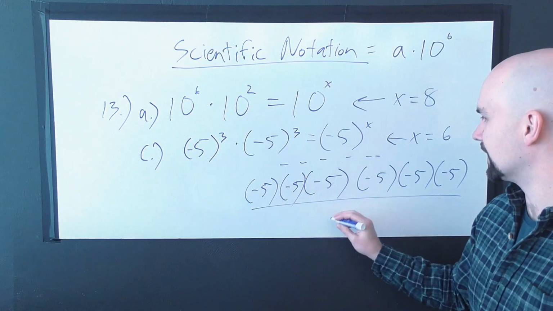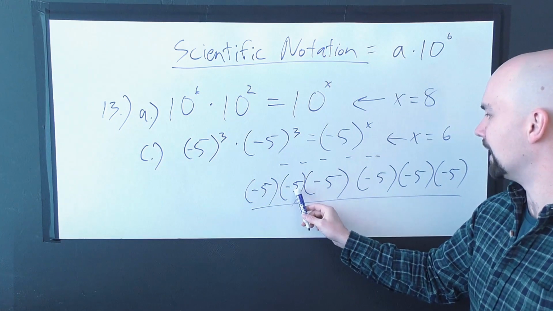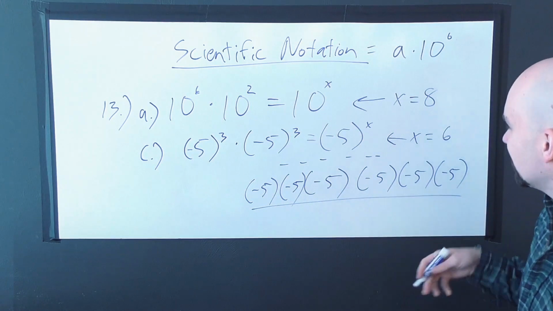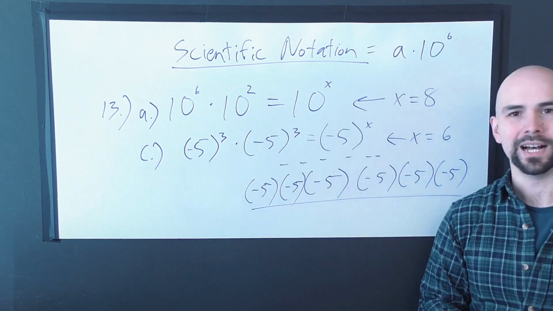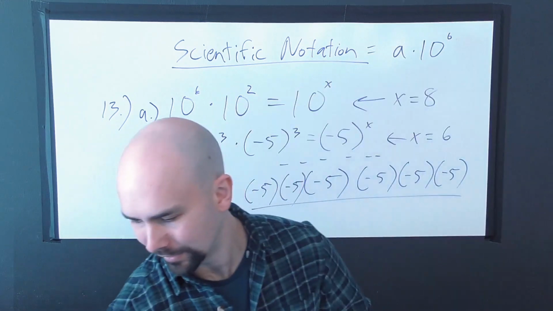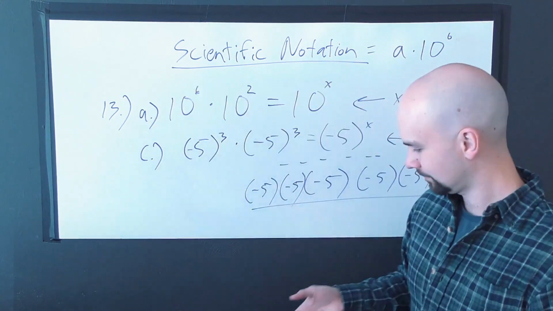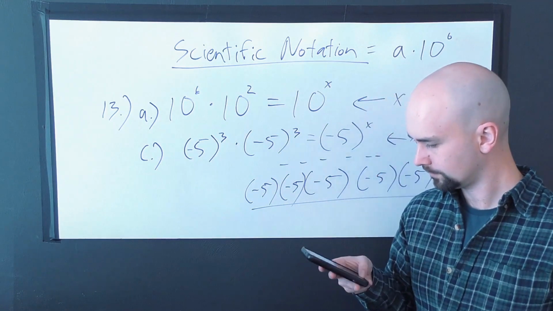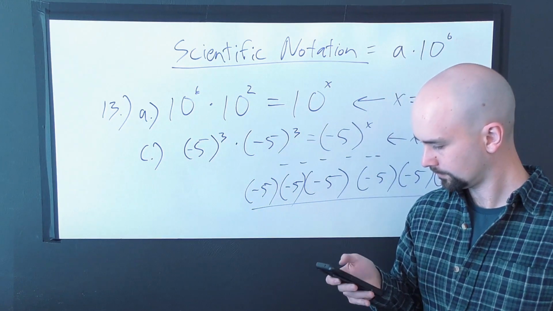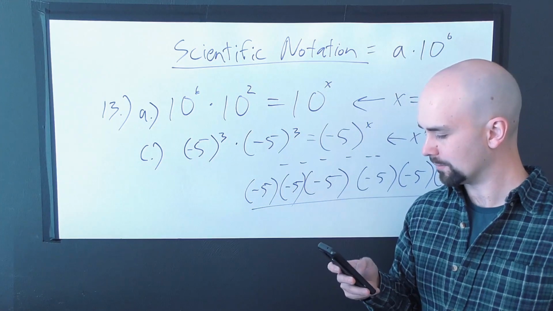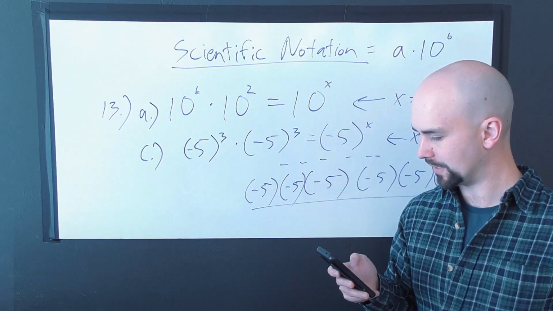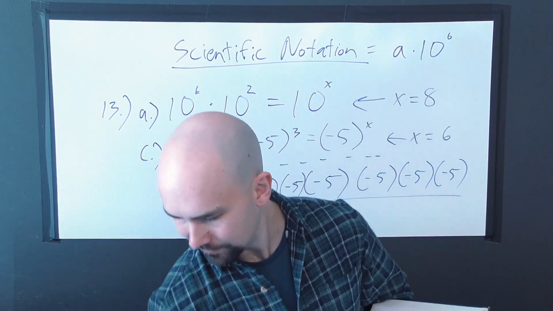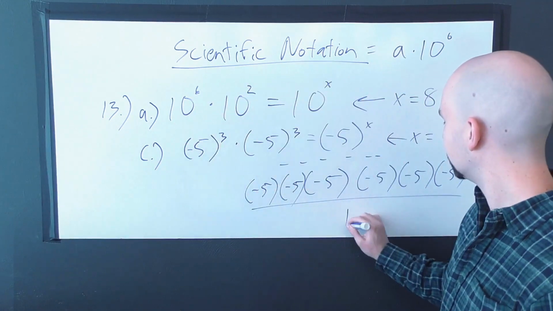And so now we would just say, well, what's 5 times 5, which is 25, times another 5, which is 125, times another 5. And so you could just keep going with the powers of 5. You know what? I'll just go ahead and do that on my calculator. Five times 5 times 5 times 5 times 5 times 5. And that would be 15,625.